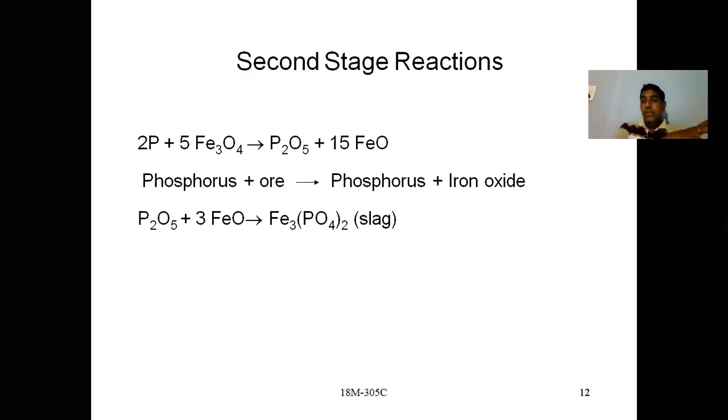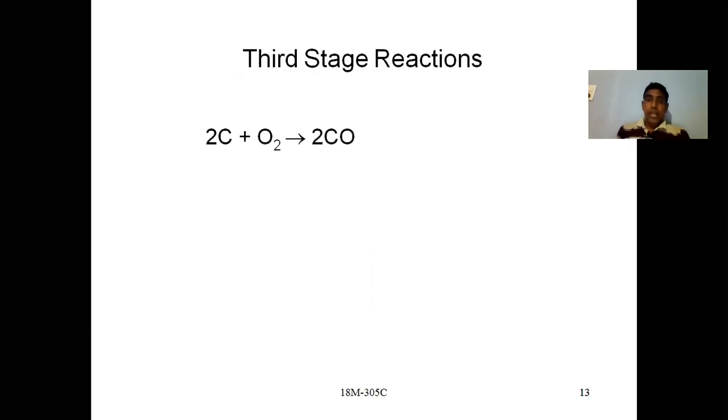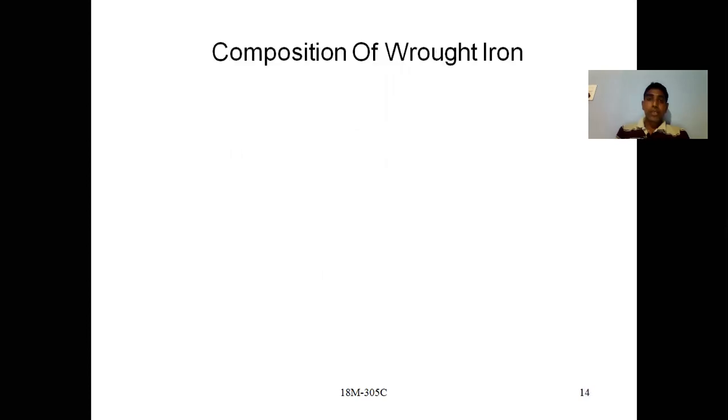If you see the first stage equations, silicon and manganese are oxidized and form slag, and in the second stage your phosphorus gets oxidized and forms slag. And if you see the third stage of reactions, whatever carbon is present can be oxidized and removed in the form of gas, that is carbon dioxide. So these are the three stages of equations we have.